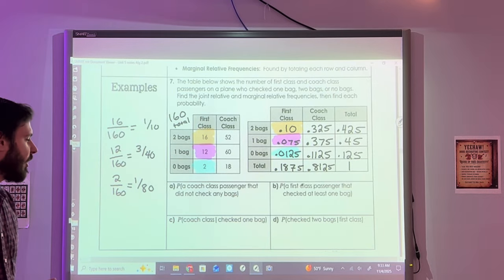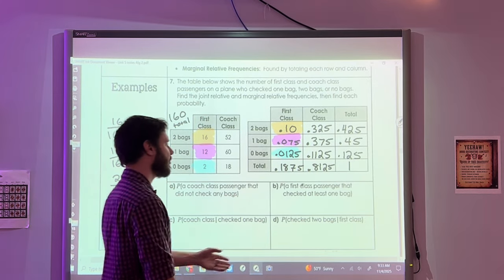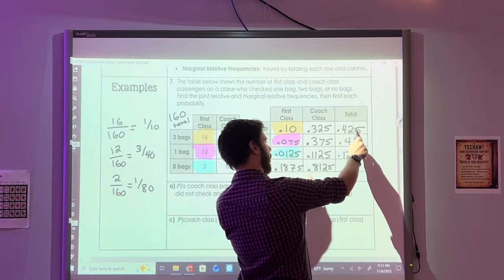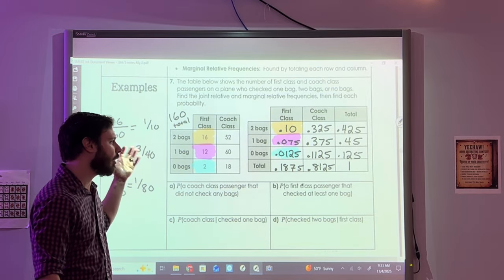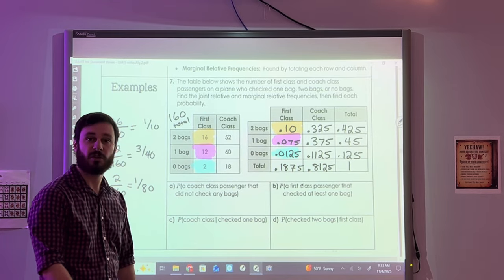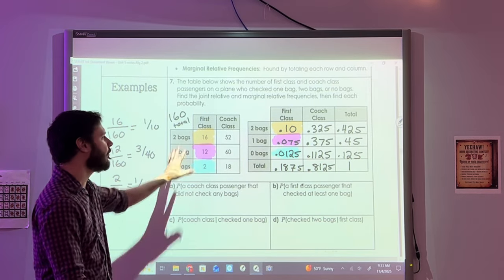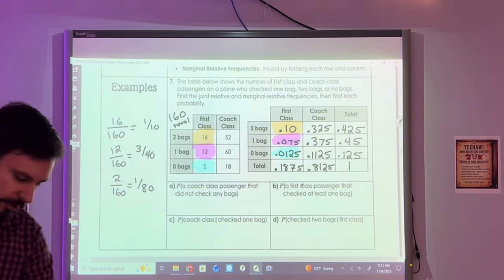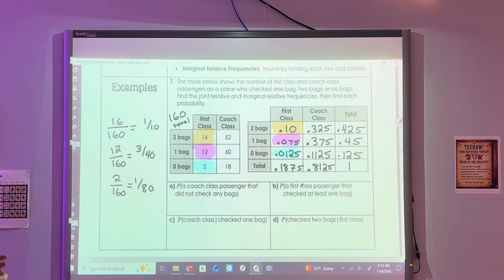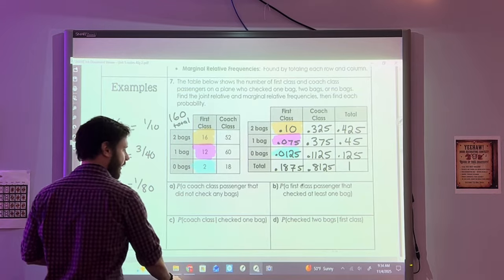Why is it always 1? Why is that box always 1? Because this represents both totals. That represents everyone on the plane. And 1 as a percent is 100%. It's everyone. Everyone's included right here. Okay. So building the table takes a little bit of time, but it helps us get these answers quickly.